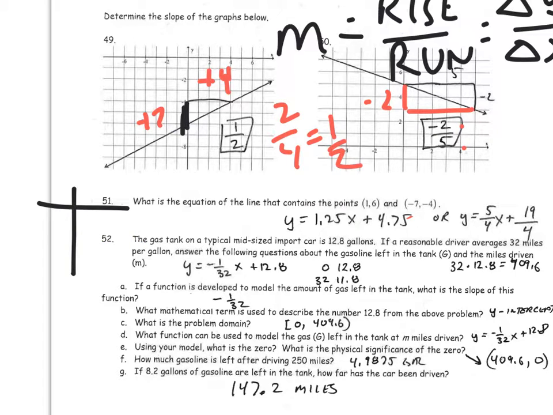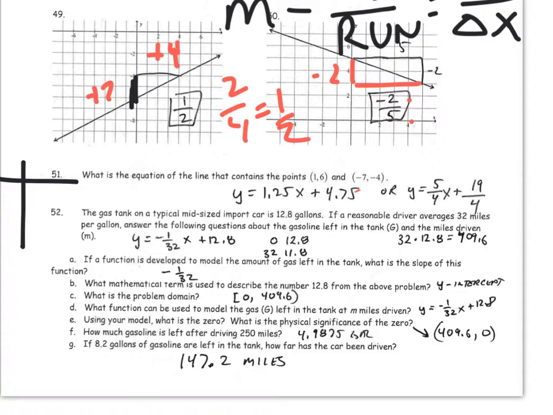Let's read the rest of the question. If a function is developed to model the amount of gas left in the tank, what is the slope? Most people would say it is the negative 0.03125. What mathematical term describes the number 12.8? That's the y-intercept. What is the domain of the function? This is where you need to graph it.